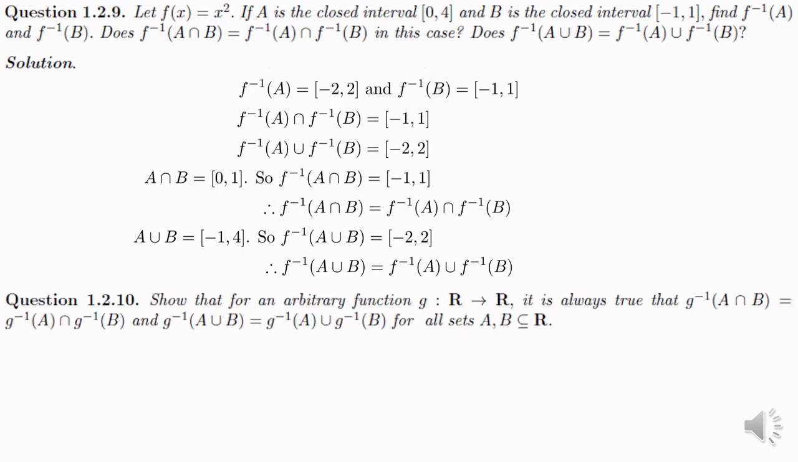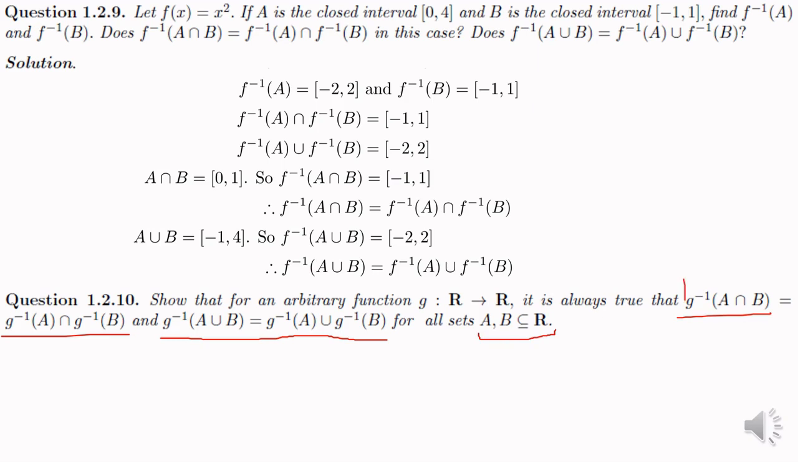Show that for an arbitrary function g from R to R, it is always true that g inverse of A intersection B is equal to g inverse A intersection g inverse B, and g inverse of A union B is equal to g inverse A union g inverse B, for all sets A and B subsets of R, the set of real numbers.